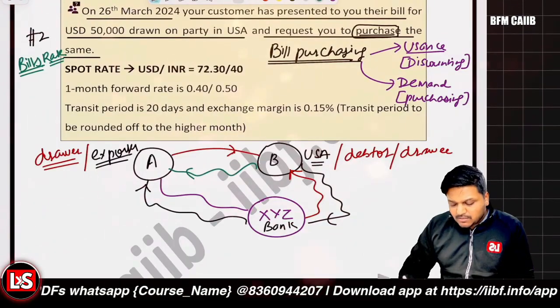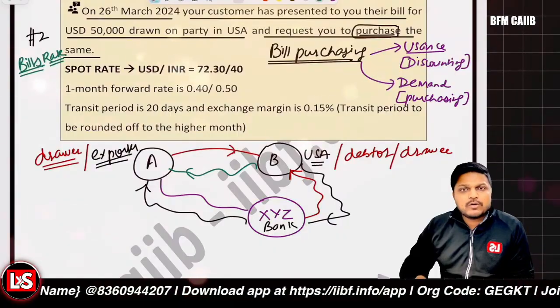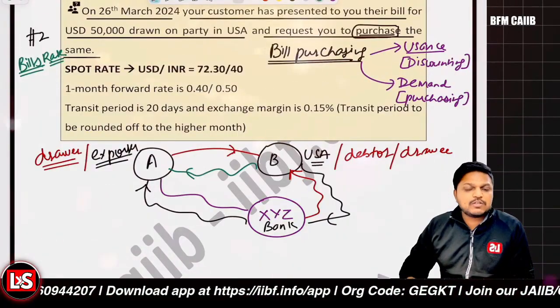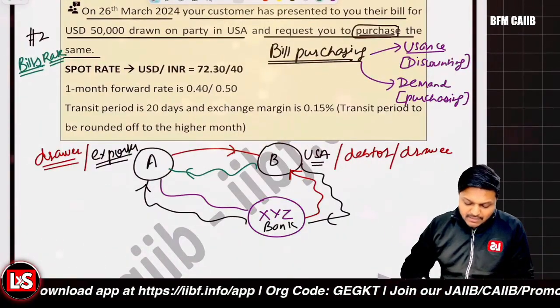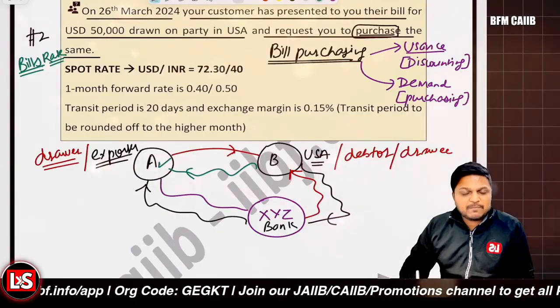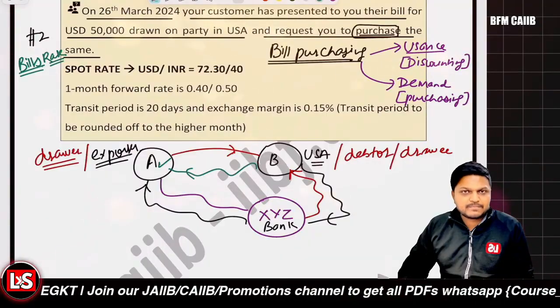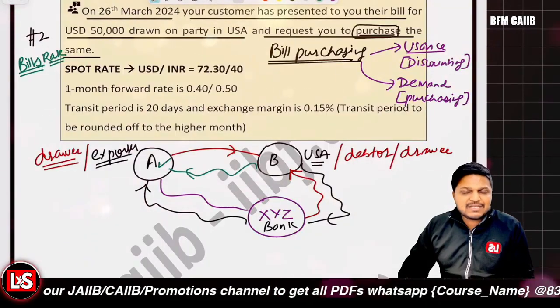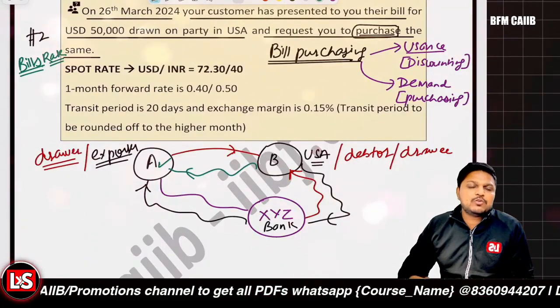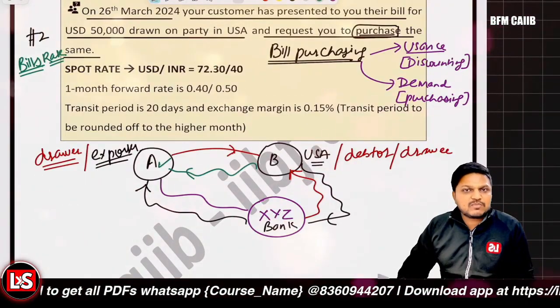Now, once you get to know about the question, it's about who was the owner of these 50,000 USDs. Person A was the owner, who is a customer to the bank, right? And person A basically wants to sell these USDs to the bank. So it's a merchant rate which is applicable, because the bank is dealing with the customer.